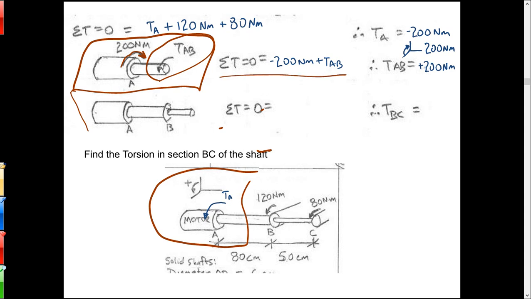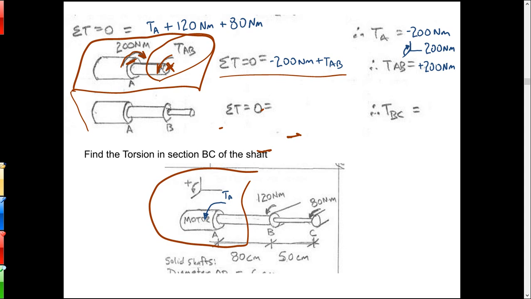Write that up. Negative 2,000, because by the right-hand rule, if I twist my right fingers in the direction of the arrow, my thumb will point towards A, basically, there, okay? Then plus TAB, solve for TAB, it's positive 200. So these things act in opposite directions. This one's negative, that one's positive. That's just right-hand rule stuff, okay?